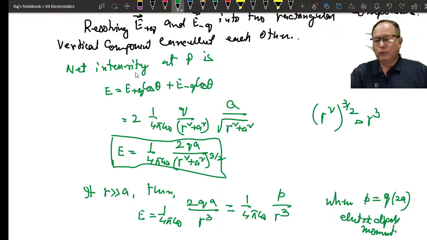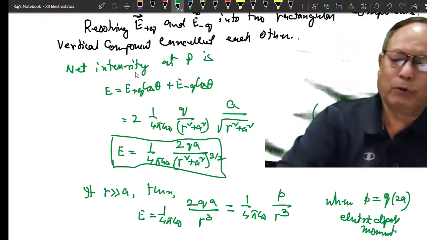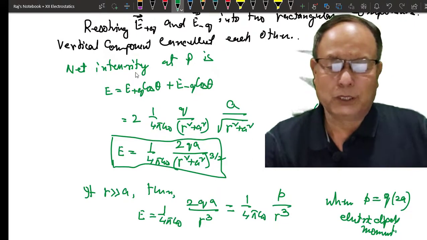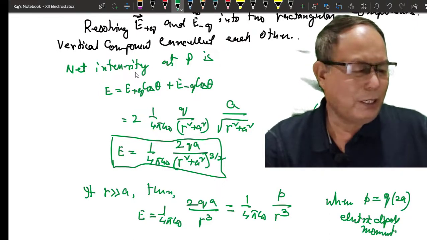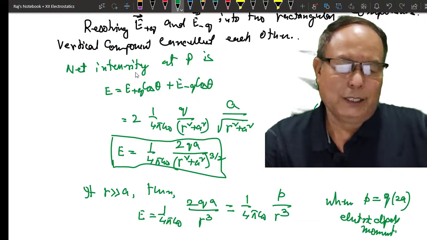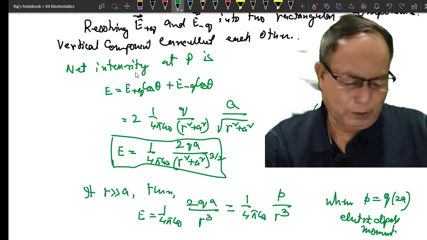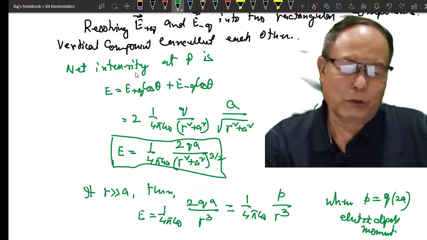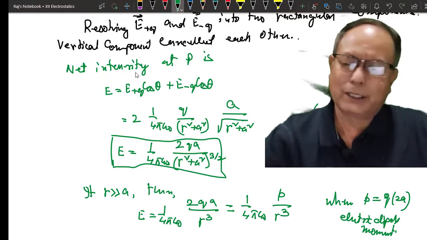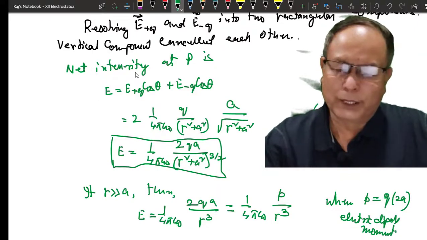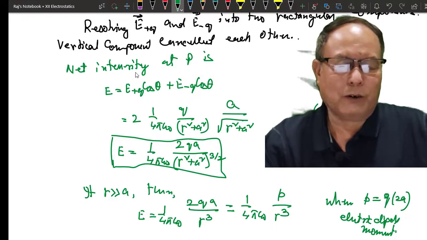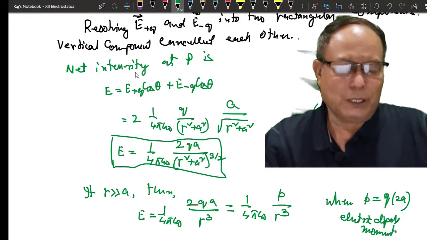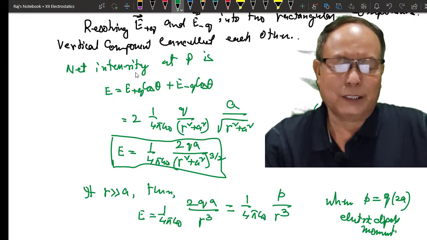An electric dipole is a system of two equal and opposite charges separated by a short distance. The net intensity due to an electric dipole can be found at two points. Number one is at an axial point, which means along the axis of the dipole. Number two is at an equatorial point, or on the right bisector of the dipole.